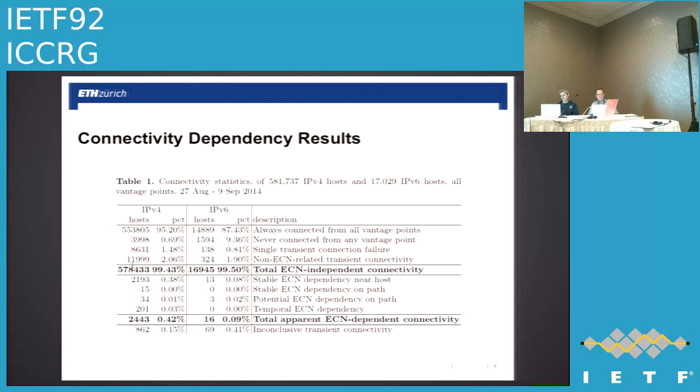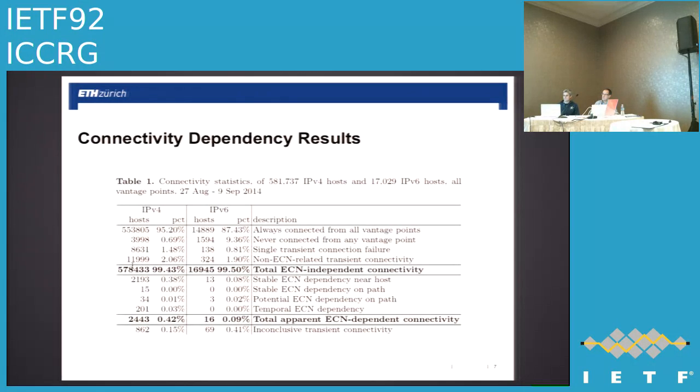Then stable ECN dependency on paths. So this is 15. In 15 cases, we saw that every single time we made a connection from multiple vantage points, it always failed at the same vantage points and always succeeded from the same vantage points. And there's also what we call temporal ECN dependency, but we can't really rule that out as just things changing in the network in the time that we were running the trials. The total amount of time that we were running the trials encompassed about 11 or 12 days, I believe. There's enough just things changing, or people changing hosting providers, or people turning things off and turning them back on that we can't rule these out as transients.